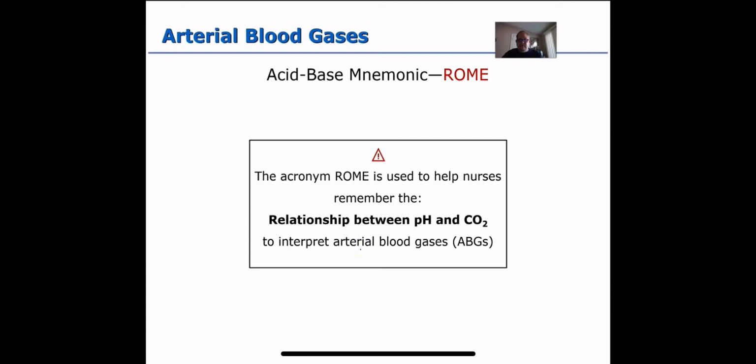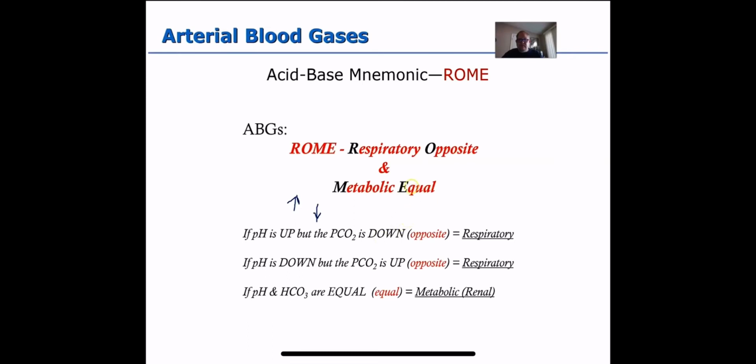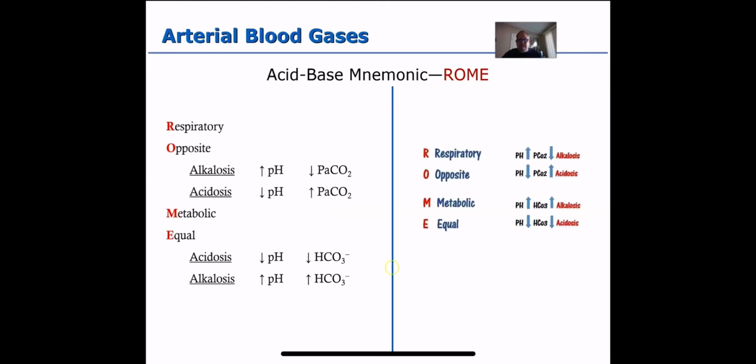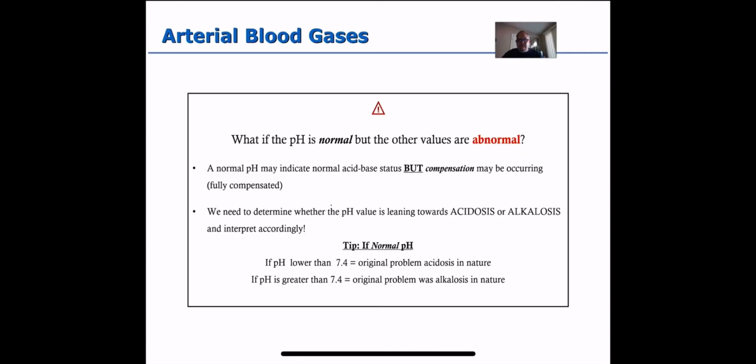The mnemonic I use for interpreting ABGs is ROME. Basically, it goes respiratory is opposite, metabolic equals. For example, if your pH is going up and your CO2 is going down, it's going the opposite direction, so it's a respiratory issue. If your pH is going down but your CO2 is trending upwards, it's still the opposite direction, and it's a respiratory issue. But if your pH is going one direction and your bicarb is going the same, then it's equal, and that's a metabolic issue. Here's another quick way to look at it, just another visual representation of that mnemonic.